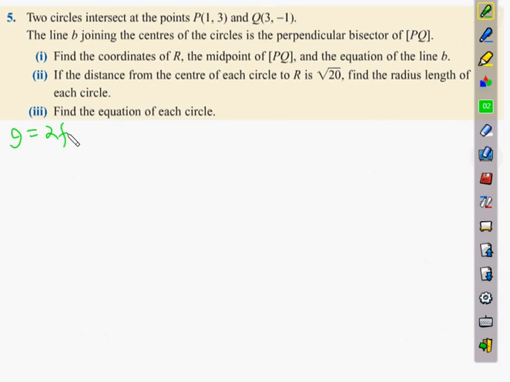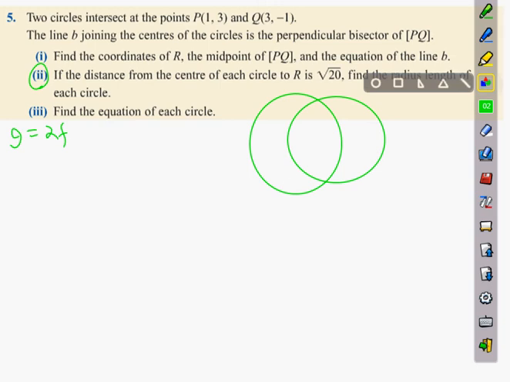I'm on part 2. If the distance from the centre of each circle to R, which is the midpoint, is root 20, find the radius length of each circle. So this is actually not what we think it is. I'll actually need my diagram back. I'm going to show you what we're doing now. I'm going to construct a triangle. It's not what we thought it was.